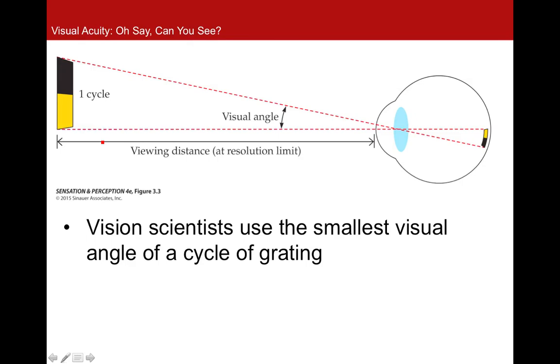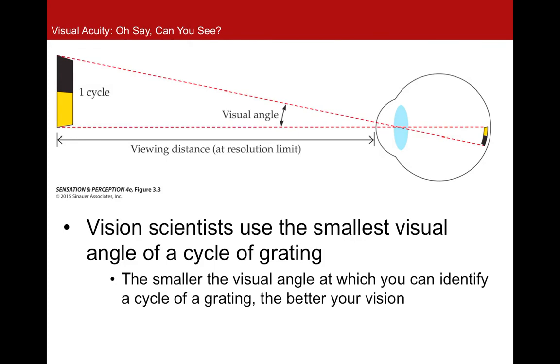Basically, a cycle is a change from dark to light in a repeating pattern. So basically, the smaller the visual angle is where you can identify a cycle of a grating, then the better your vision is. And remember, the further away you get from something, the smaller the angle will be of the information coming into your eye. Or looking at it another way, from a fixed distance, the smaller the object is, the smaller the visual angle would be. So that's how the two measures of acuity relate to each other.